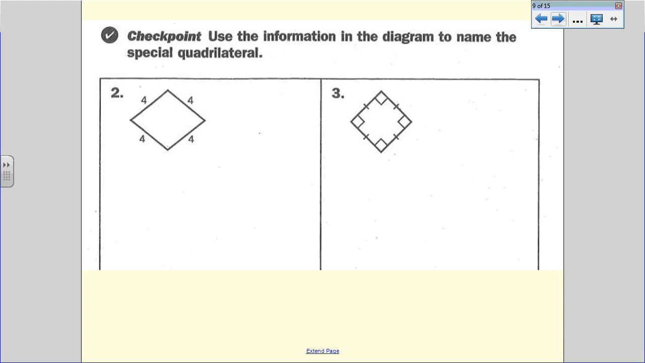So here's your checkpoint. If we take a look, I don't have any angle measurements. So if there's no angles, that means the only thing I can possibly look for is a rhombus. When I look for a rhombus, I'm looking for 4 congruent sides, and I happen to have 4 sides that are all 4 units long. So what can we name this? This is simply a rhombus. So we're not having to explain our reasoning there, we just have to define it, tell us what we see. Number 3, you're going to do now, and we'll check in class.